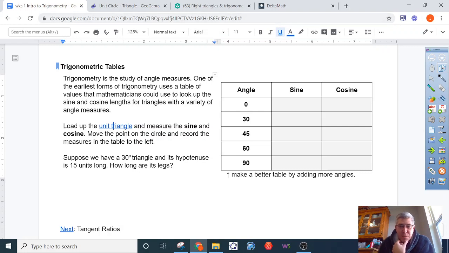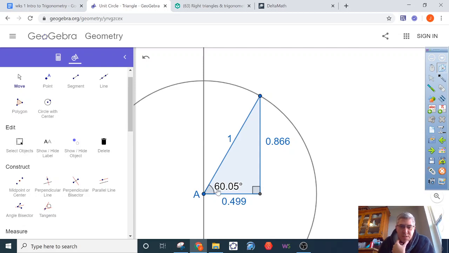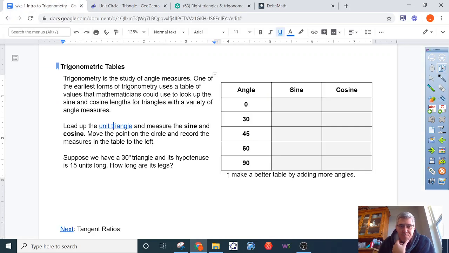Well, you know what? We're at the 60 right now. Might as well start with the 60. So the 60-degree angle, this is pretty much 60, within 0.05. It's really hard to be more accurate than this without measuring or doing it intentionally. So the sine is 0.866, and the cosine is 0.499. Now, I actually know that the cosine is 0.5, so we're going to write down 0.5, and the sine is actually 0.867, but that one's close enough. This one is 0.5.